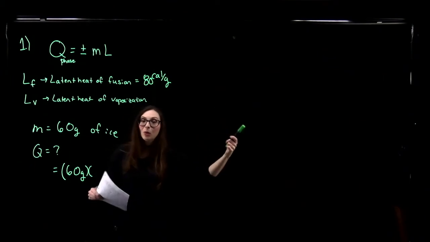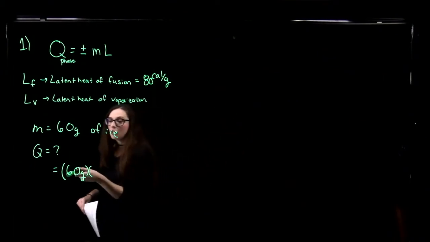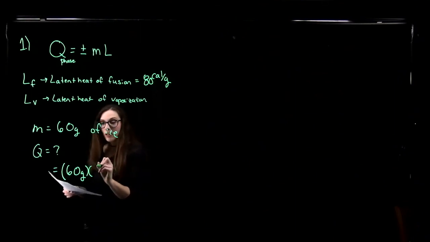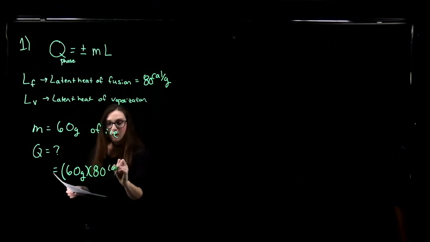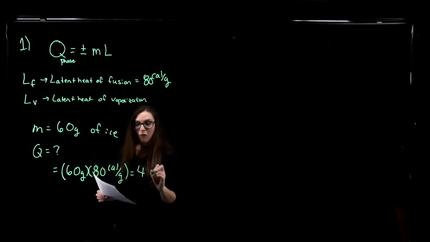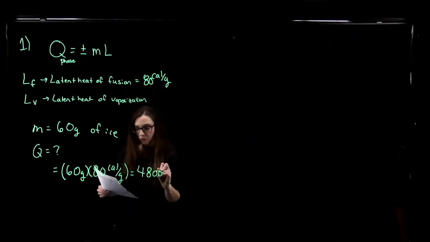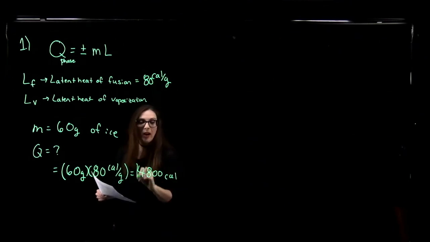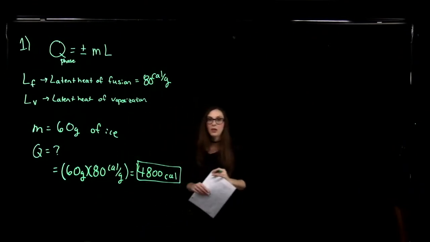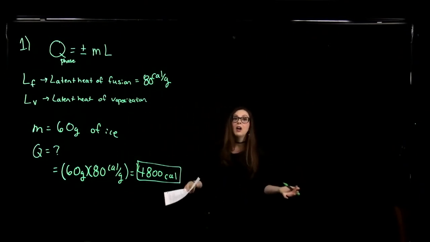So we're going to take Q equals our mass times our latent heat of fusion. So the energy required to melt our piece of ice is just going to be 60 grams times the latent heat of fusion, which is 80 calories per gram, and then that's going to equal 4,800 calories required to melt our piece of ice, okay, or just to change the phase of that piece of ice.